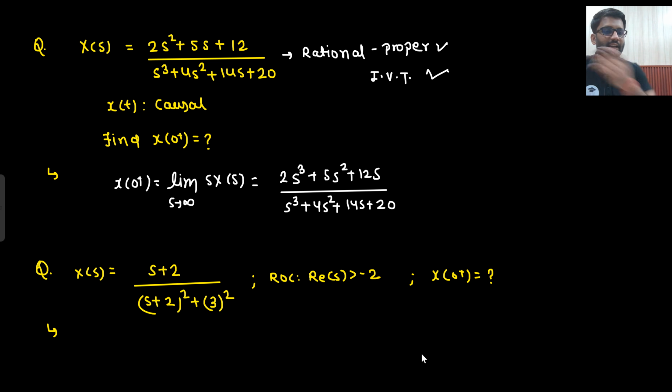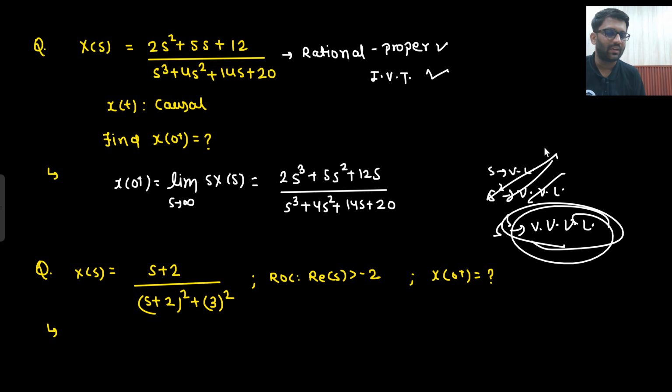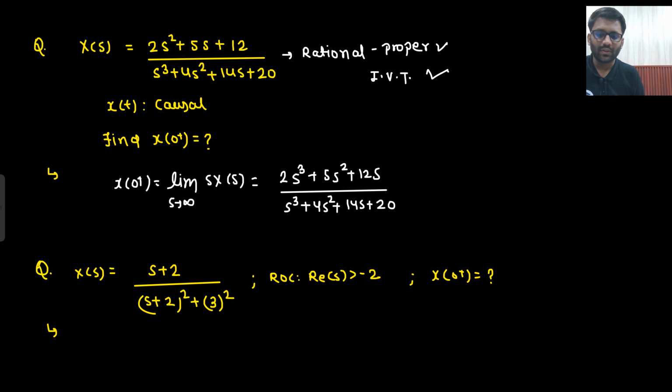Now s is very much larger. That means s cube will be very much larger than these terms. If s is very large, then s square will be very, very large, and s cube will be very, very, very large. So these other terms are small in comparison. So you will ignore these parts. This will be ignored, this will be ignored, and the same goes downward.